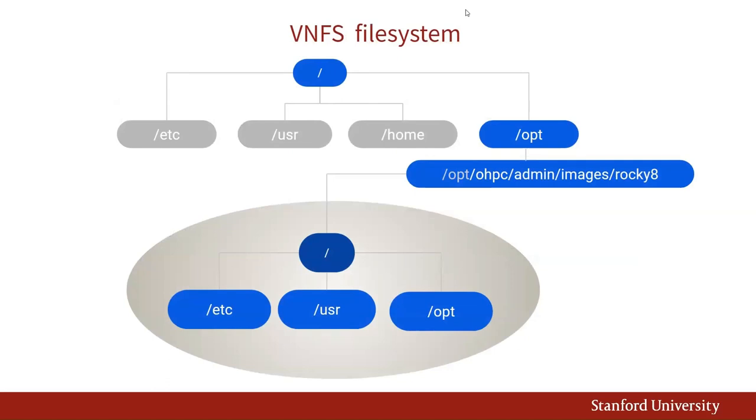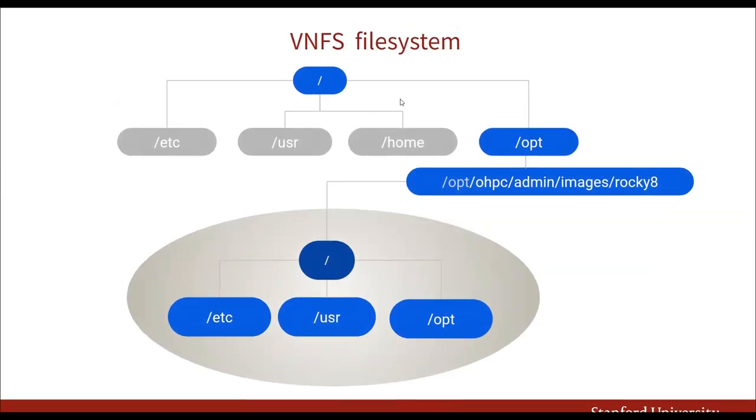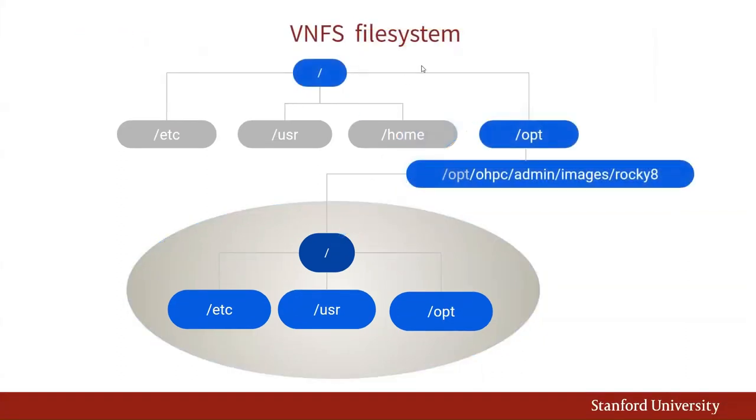And so in this VNFS image, you have your root file system. On the base install on your master node, you have your traditional installation with, you know, slash etc, user, home, opt. And in opt on OpenHPC, there will be a subdirectory, in this case, Rocky 8, where we have the install location for the compute node. In this location, we have the absolute path and then the file system that's going to be deployed to the compute nodes.